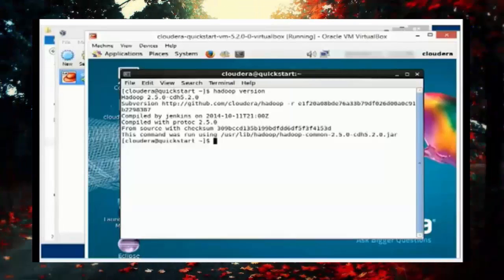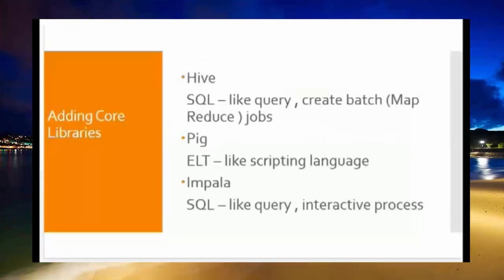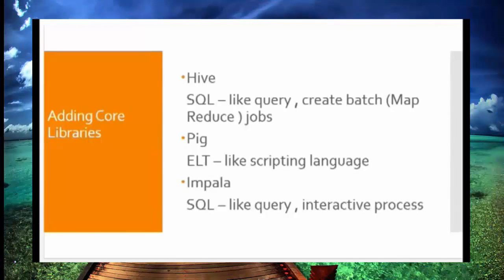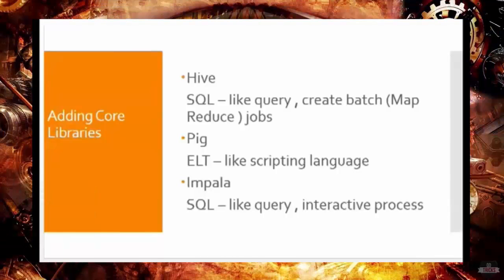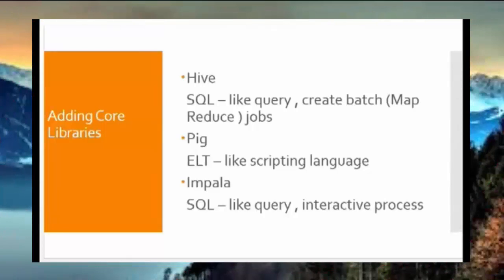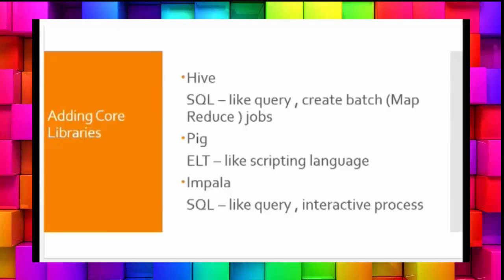After you set up your Hadoop development environment, you might want to consider adding other Hadoop libraries. Most of the time you'll be adding these core libraries, and if you're getting a vendor distribution, they'll usually be included. But if you're getting the plain vanilla open source distribution, you'll have to remember to add them. So we usually want to add Hive, which gives you the ability to have SQL-like or HQL queries, and that creates batch MapReduce jobs with that query.